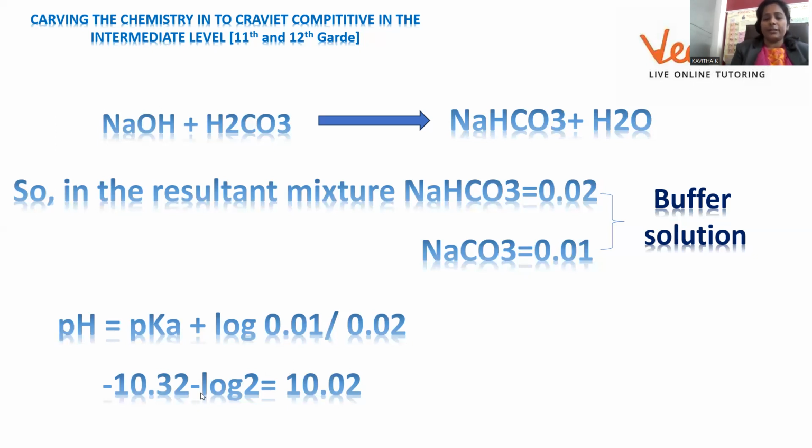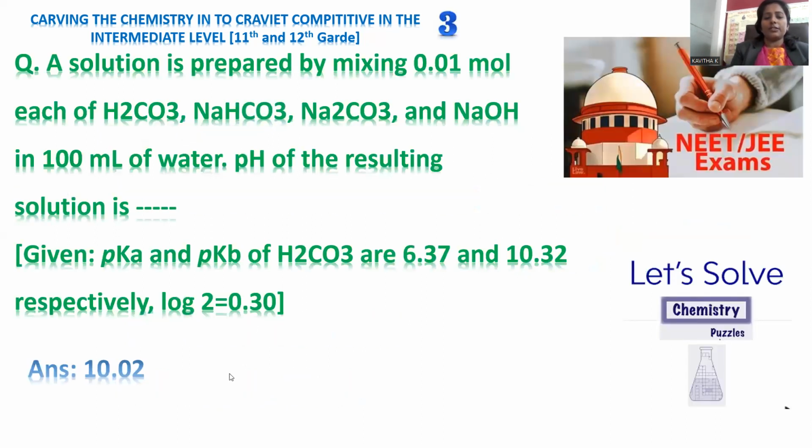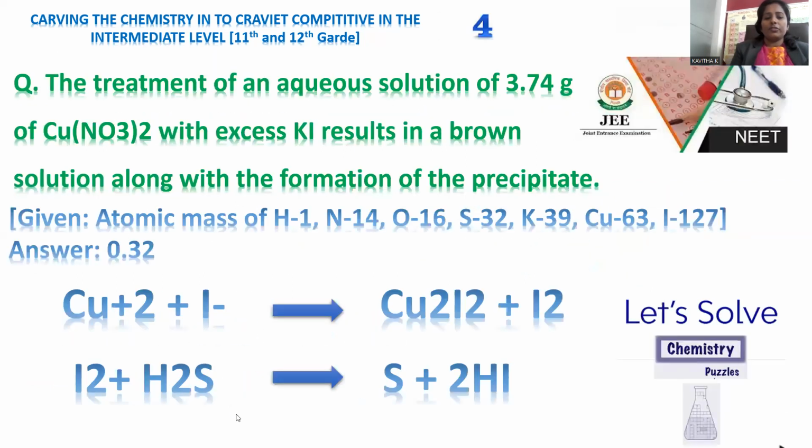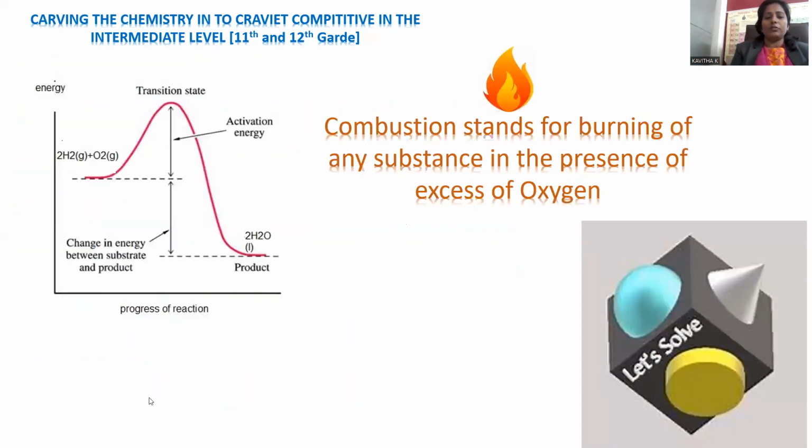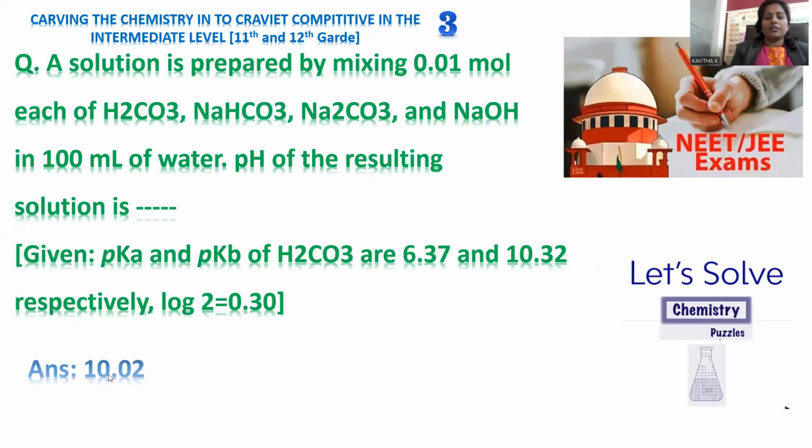It's a sign convention. It will become minus of log 2, right? Minus 10.32 minus log 2. Log 2 value is also known here, that is 0.30, right? So if you substitute that value, the final one will be 0.02, because here you have 0.32, no? So subtracting this one, 10.02 will be the value given in the answer.